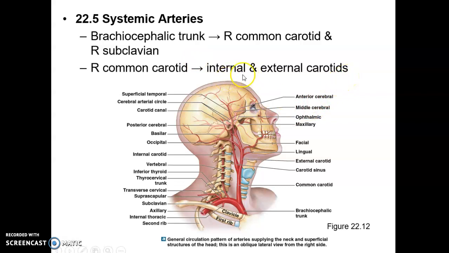When it comes to quiz, exam time, whatever, if I want an answer for a particular blood vessel, make sure you give me external carotid artery, all right, or right common carotid artery. Make sure you identify if it's an artery or a vein.